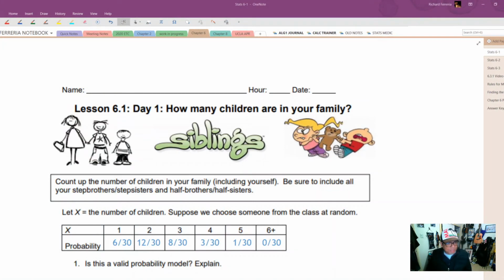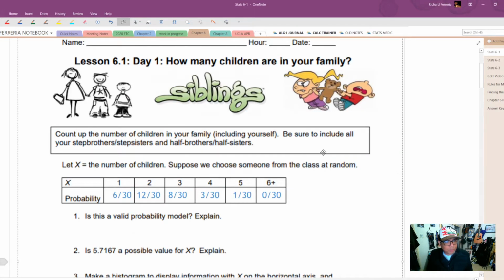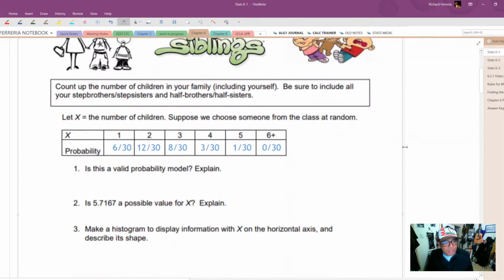So we've got this: count up the number of children in your family including yourself. Be sure to include all your stepsisters, stepbrothers, half-brothers, half-sisters. Let X be the number of children, and suppose that we choose someone from the class randomly. What's missing here is we've gone ahead and counted everybody in class. This is the class from last year.